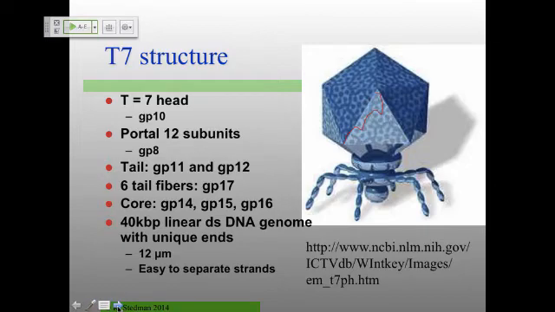The T equals 7 head structure is all made up of one protein, so it's also a quasi-equivalent structure. So this is the protein which is present at the 5-fold axis and those 6-fold axes. So slightly different structures and interactions with each other, but very, very similar relative to each other. With one big exception, and that's what's down here.